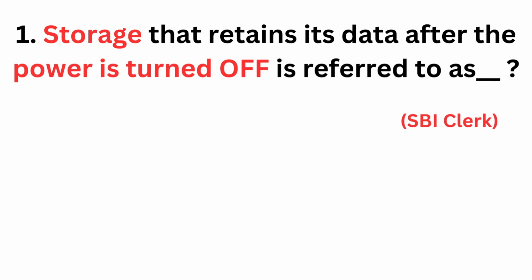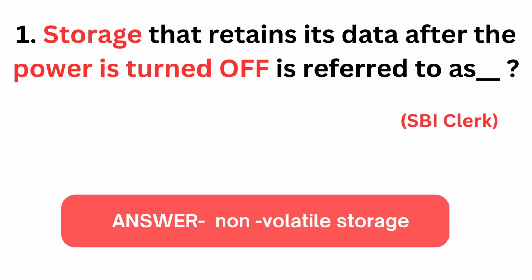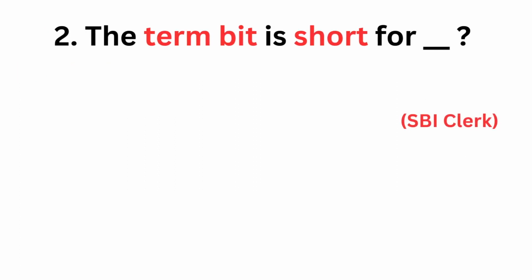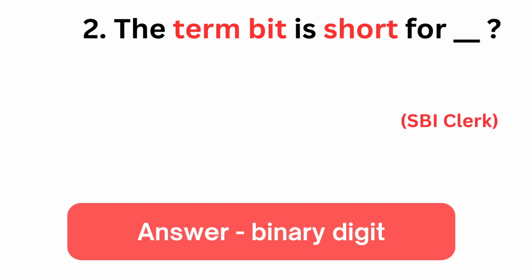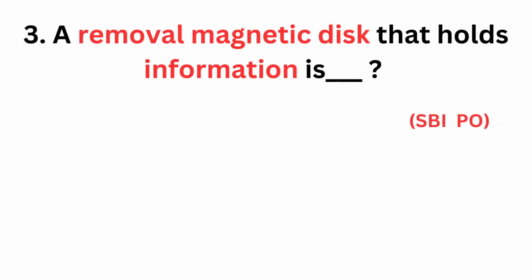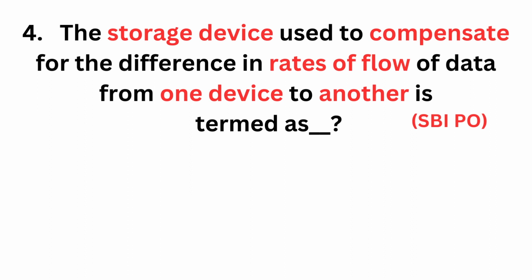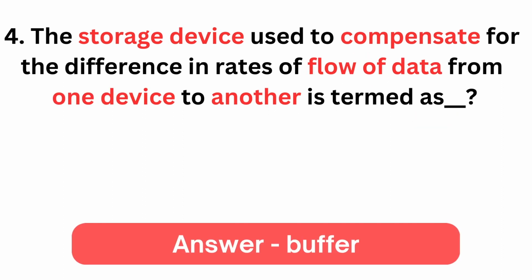Storage that retains its data after the power is turned off is referred to as non-volatile storage. The term bit is short for what? Binary digit. A removable magnetic disk that holds information is what? Hard drive. The storage device used to compensate for the difference in rates of flow of data from one device to another is termed as what?